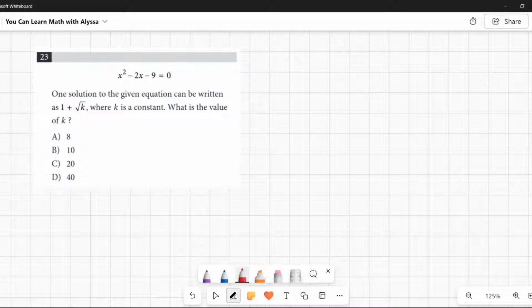23. X squared minus 2x minus 9 equals 0. One solution to the given equation can be written as 1 plus square root of k, where k is a constant. What is the value of k?